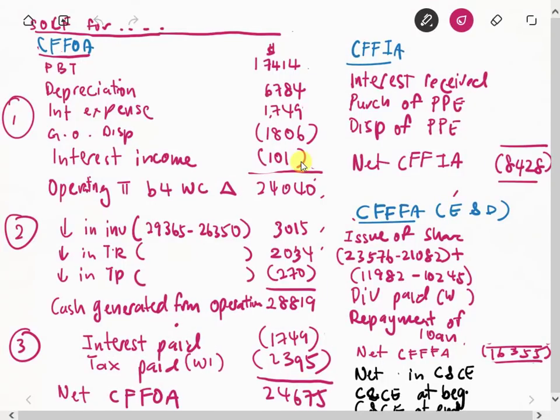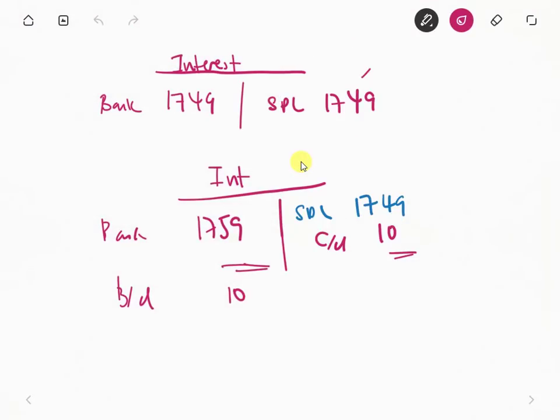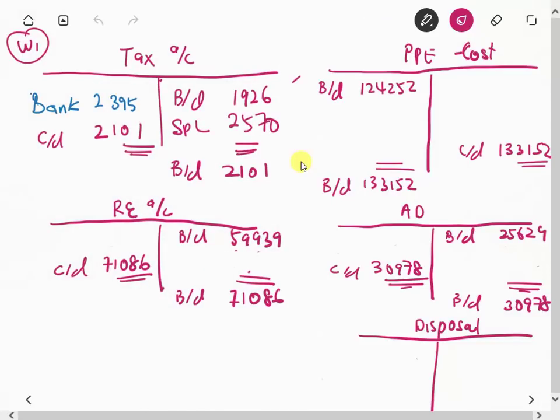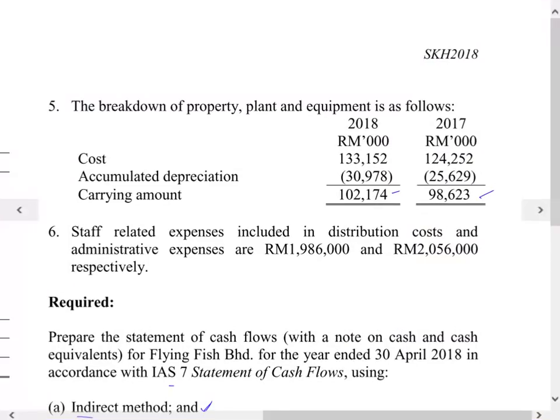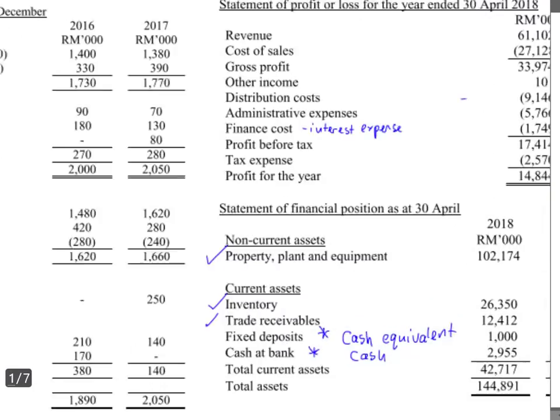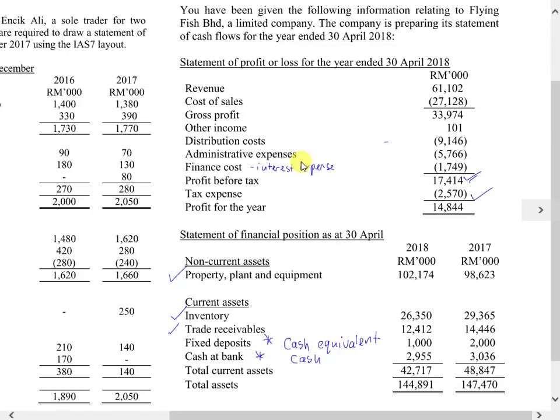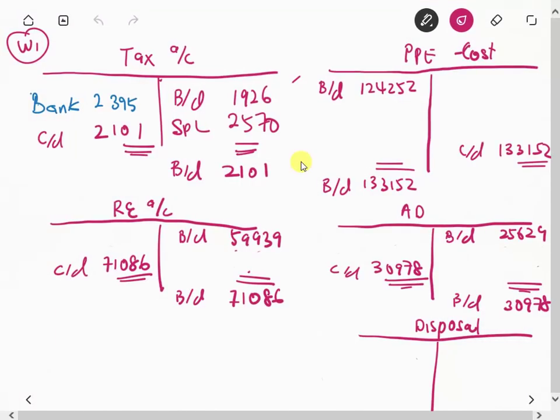Here. PPE, opening 124, closing 133. Half a mark, half a mark. Accumulated, check. 25, 30. Half a mark, done. So now we are adjusting PPE. Let's tick PPE first. Oh, ticked already. Okay. Remember, SFP items must all be ticked. Only then can they balance. Okay, done.